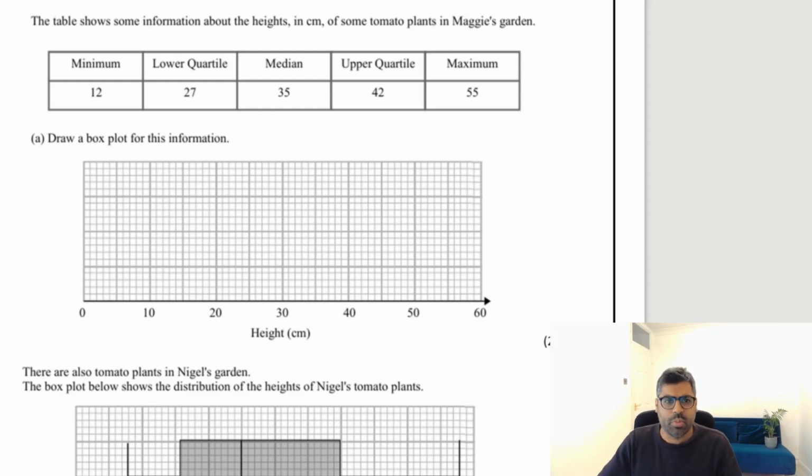Question 8, we need to draw a box plot. We're given some information, so this should be fairly straightforward. The minimum is 12. The lower quartile is 27. Median is 35. Upper quartile is 42. The maximum is 55. And then we just need to do the connecting lines for the box plot. So that's our box plot complete.